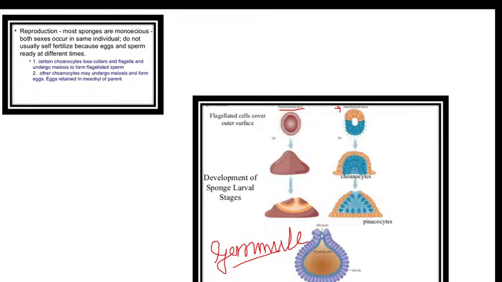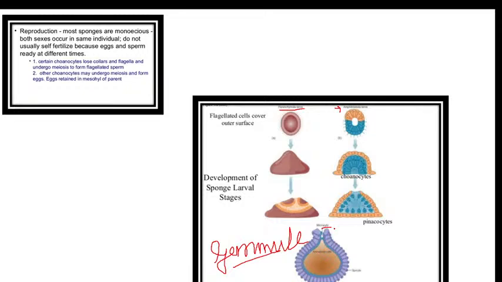Why amoeboid cells? The amoeboid cells have the capability to differentiate into any type of cell. An amoeboid cell can become a collar cell, a sclerocyte, a pinacocyte, any cell. So a gemmule is a large group of amoeboid cells surrounded by spicules with a small opening called the micropyle for the exchange of gases. So this is how they reproduce.